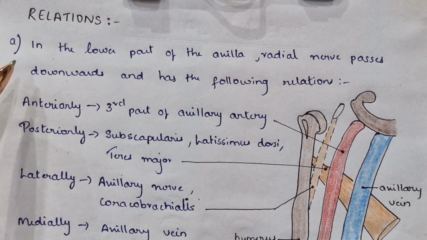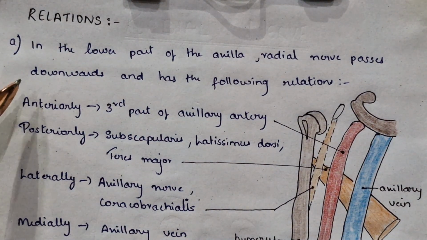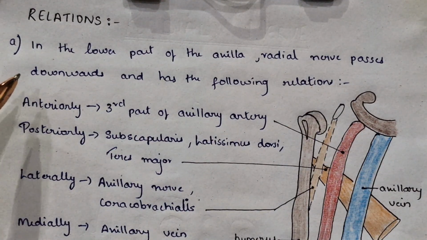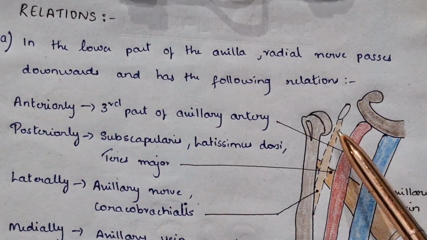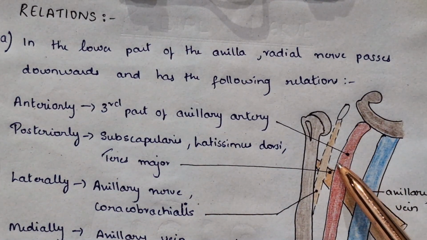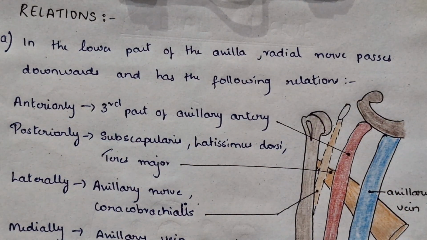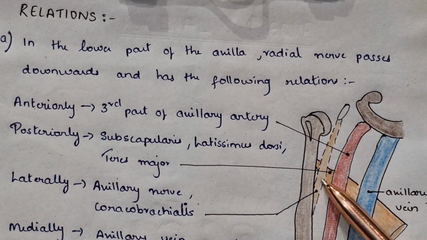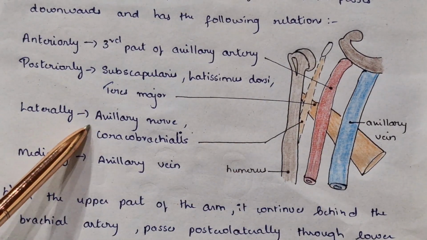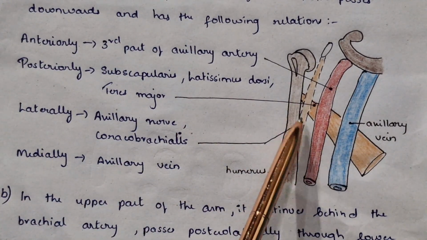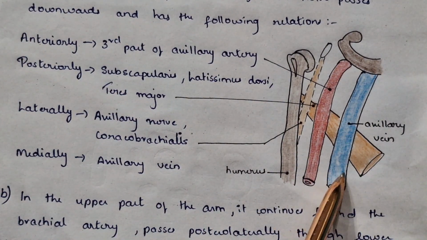Relations of the radial nerve. In the lower part of the axilla, the radial nerve passes downwards and has the following relations. Anteriorly to the third part of the axillary artery, posteriorly to the subscapularis, the latissimus dorsi, and the teres major muscle, laterally to the axillary nerve and to the coracobrachialis muscle, medially to the axillary vein.